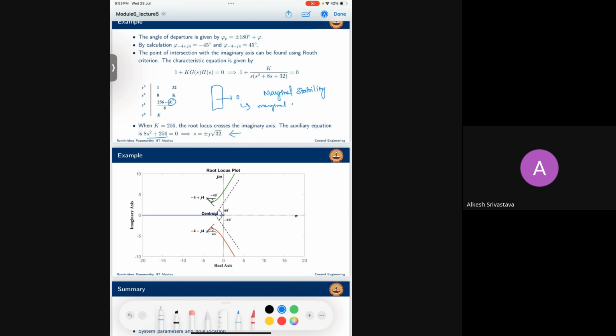When you use the auxiliary equation, since the intermediate terms are missing, you will always have purely imaginary roots. If the roots are repeated, it is unstable. If it is a single pair of roots, it is marginally stable. So you will cross the imaginary axis at this point, this root, 32 for this system.